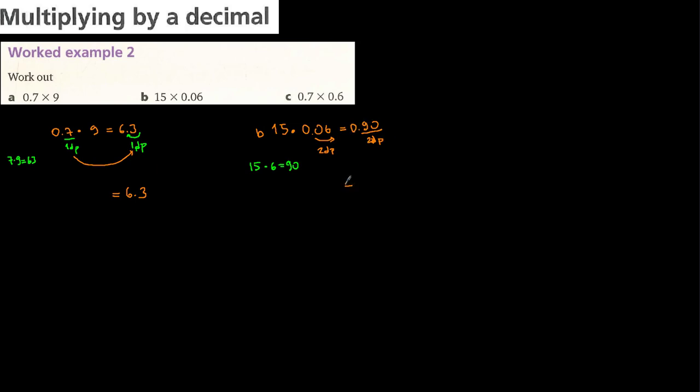The answer is going to be 0.90, or you can write 0.9, because at the end, if we have 0, we may cancel it.